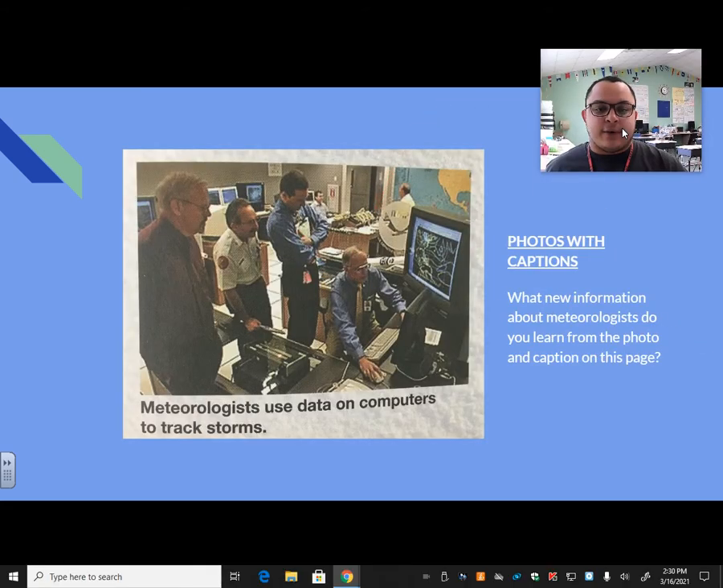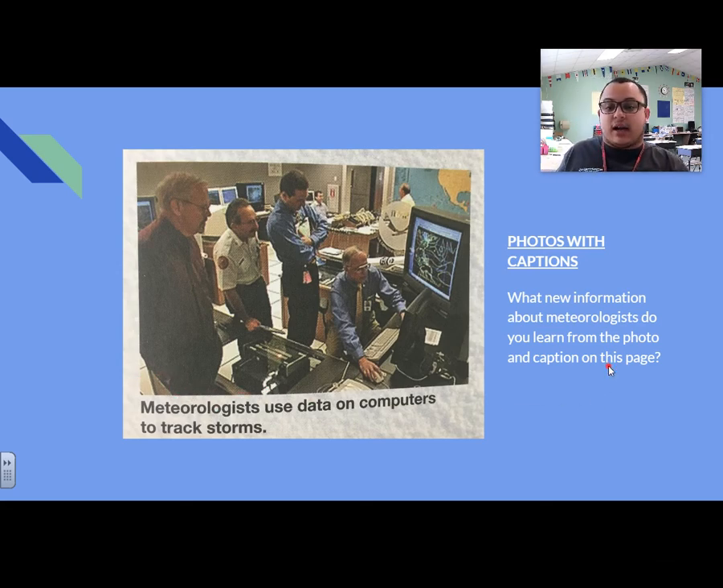And here is a photo with some captions. What new information about meteorologists do you learn from the photo and caption on this page? Well, we can look at the picture, and these are meteorologists, and they're looking at this computer. This is a computer from back in the day. Meteorologists use data on computers to track storms. Well, we just figured out that they use computers.